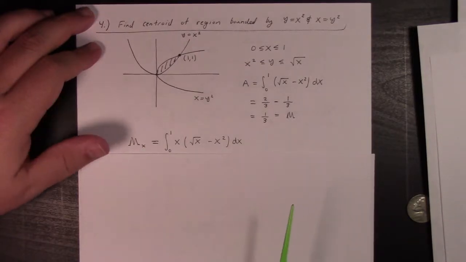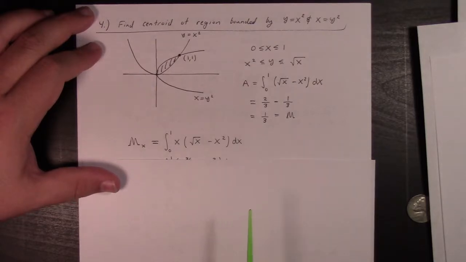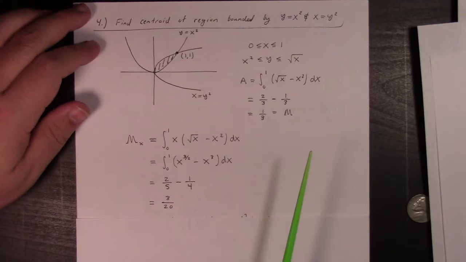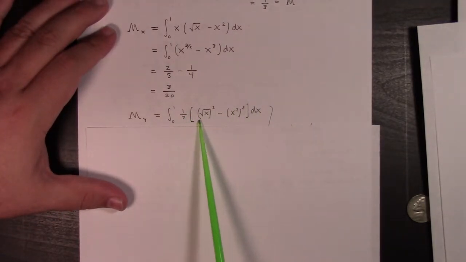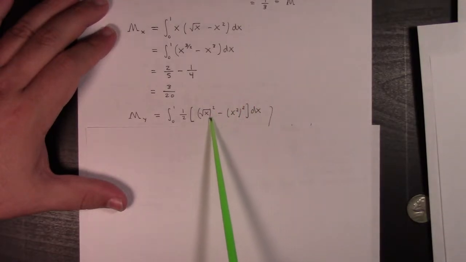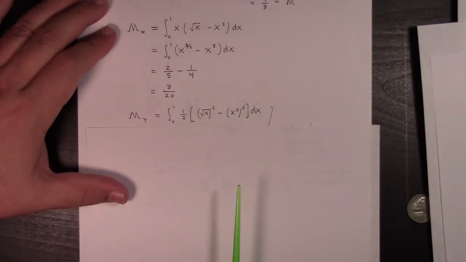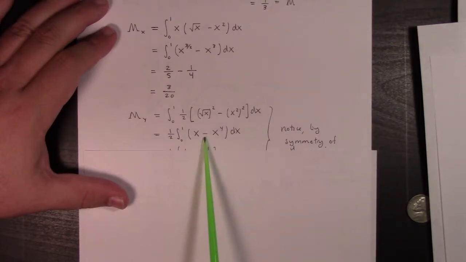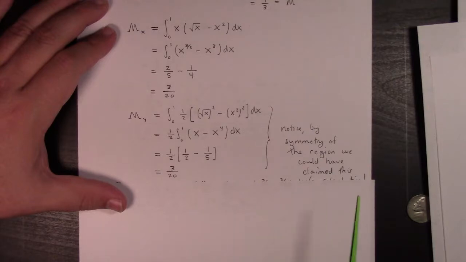The x moment is the integral of x times that, which works out to 3/20. For the y moment, we take 1/2 times f of x squared minus g of x squared. F of x squared is the square root of x squared. G of x squared is actually going to work out to x to the 4th. We integrate those, and we also get 3/20.